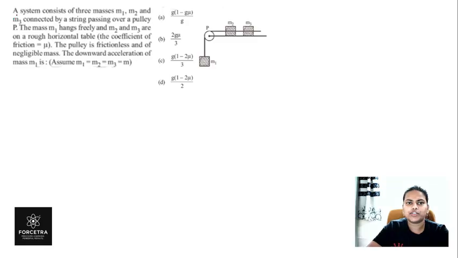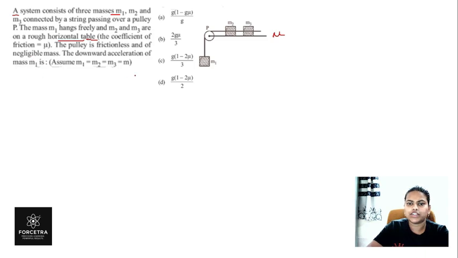Let's come to the next numerical. A system consists of three masses m1, m2 and m3 connected by a string over the pulley. The mass m1 hangs freely and m2 and m3 are on the rough horizontal table. The coefficient of friction between them is mu. The pulley is frictionless and of negligible mass.